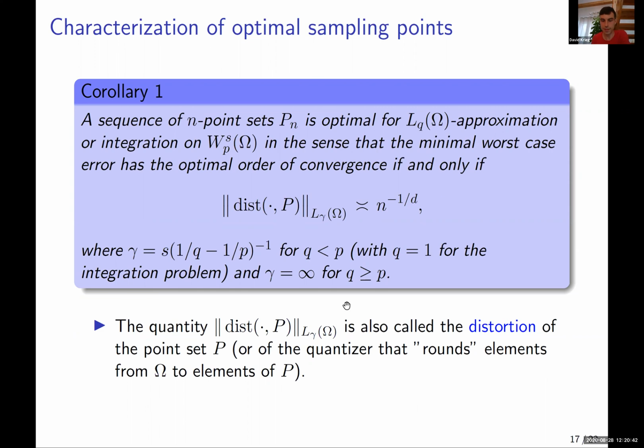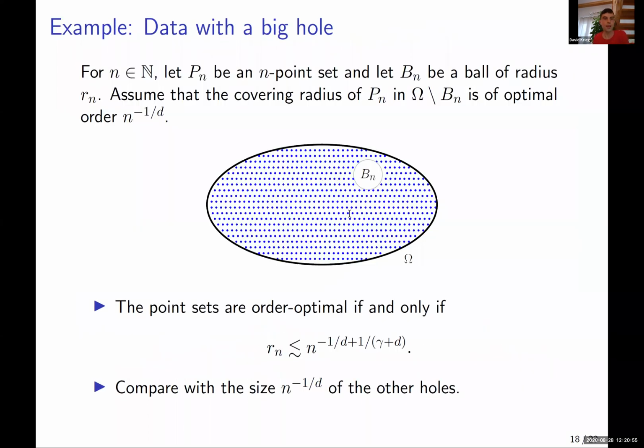Time is short, so just a very short note. This is also known in quantization theory as the distortion of the point set, in case you want to conduct some research. Okay, two examples in the end.